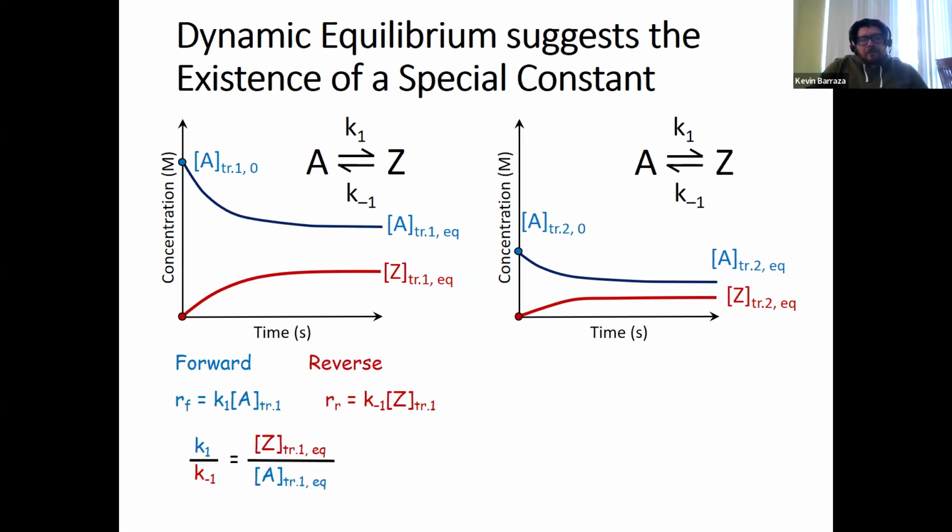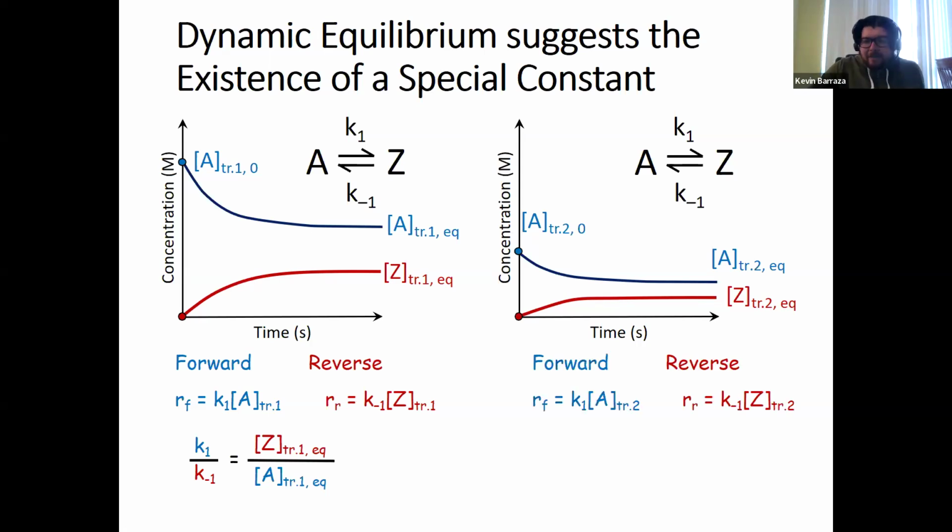Well, I'm putting here a reminder of what we had from our previous slide. We'd say that if this is a one-step reaction, we have our rate laws based off of those steps, and we plateaued when the rates got equal to each other, which gave us this answer. And that was the last thing we wrote on the last slide. What if we did the exact same thing for a different starting concentration?